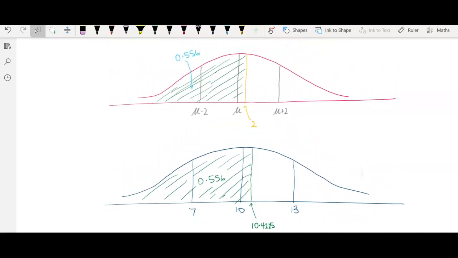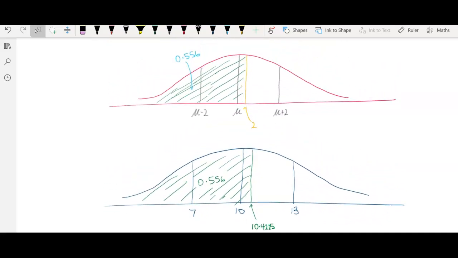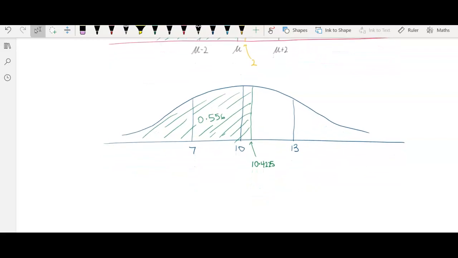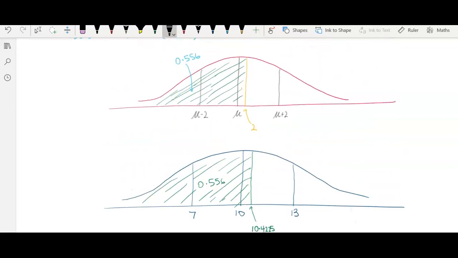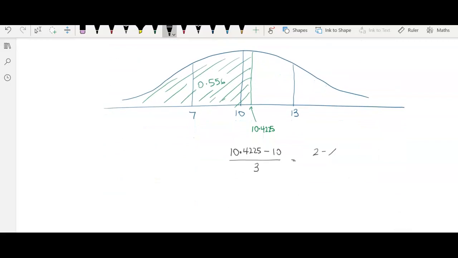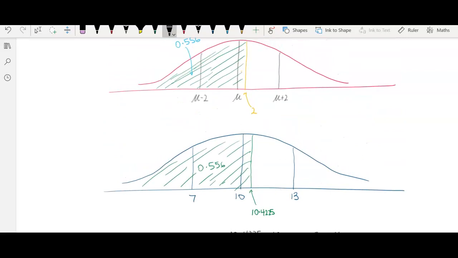Well, surely if these areas are the same, and they're both bell curves, so they've got that symmetry, let's just do a little thinking logically here. Surely this value, 10.4225 minus 10, so this distance here. Now if I divide that by my standard deviation, let's see if you agree with my logic, that should equal 2 minus mu over this standard deviation of 2.